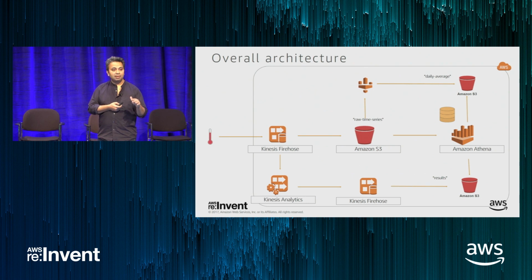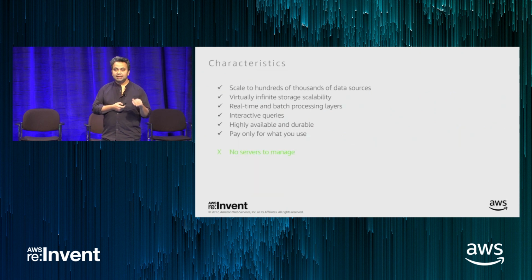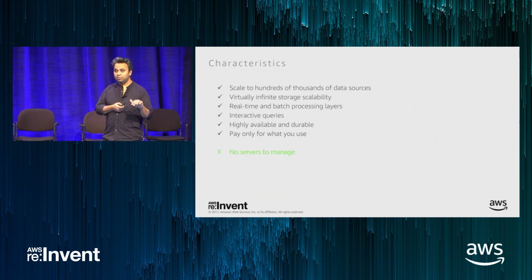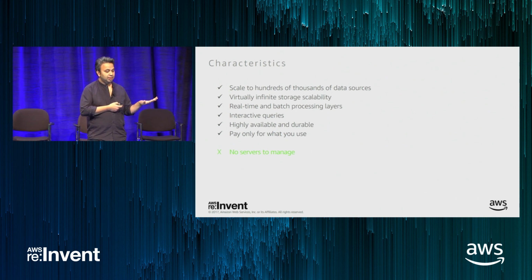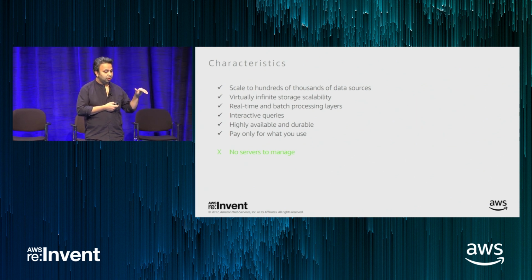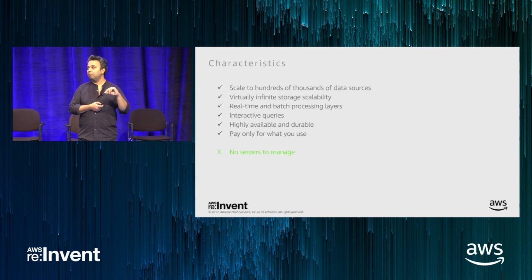One of the things that you might have noticed about this architecture is that it can scale from hundreds to thousands. It has virtually infinite storage scalability. It has real-time and batch processing layers, because we had a real-time table, a batch table, a raw table. We have interactive queries that can run on these tables, and you only pay for what you need. And all of this can be done without actually managing a single server across this infrastructure.